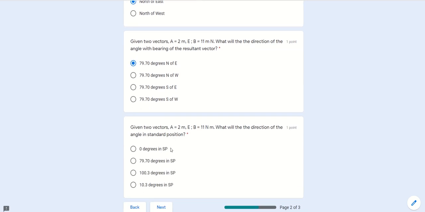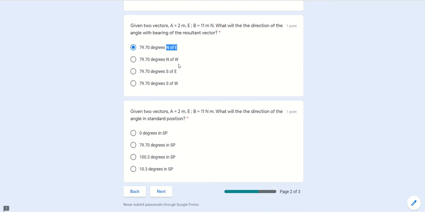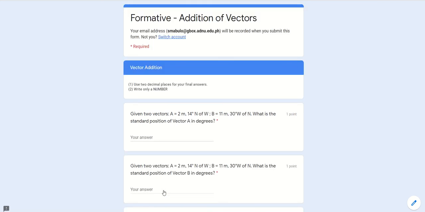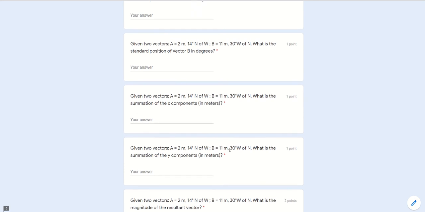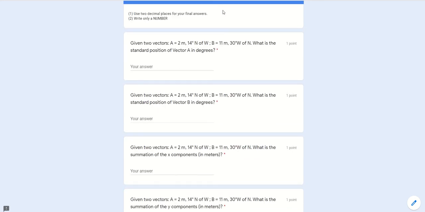So, in terms of standard position, pag sinabi ko na nga, pag north of east, that's already considered to be in the standard position. And then, so it's just 79.70. Ayan. So, hopefully, nagets itong part na to. Now, here, pinapasulat yung tamang answer. Let's answer this first kasi hindi natin siya masasagutan na hindi pa natin siya nasosolve.